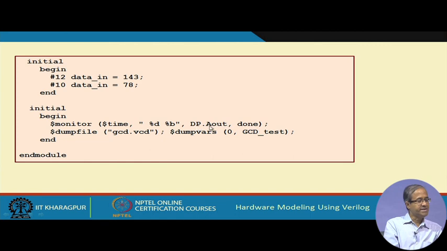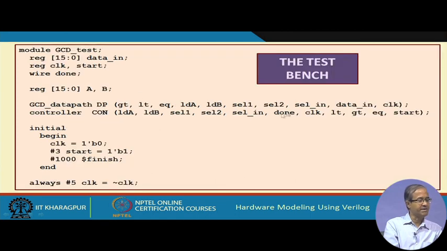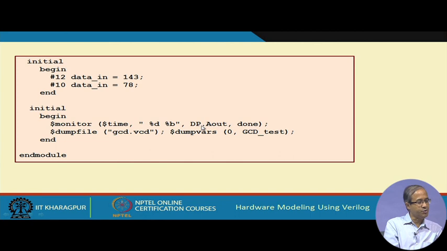You see, this output of the A register is not available here directly, but we have instantiated these modules dp and con. Well, we can write like this: dp dot A out means this A out is a signal which is defined inside the dp module. Okay. So, we want to see this because here the result will be there, and of course, done, and this dump file and dump variables we are generating here.